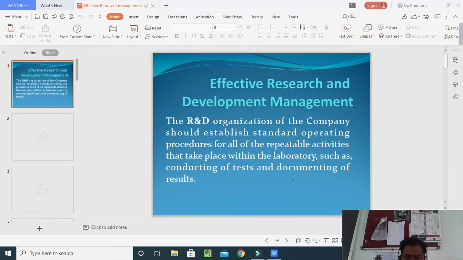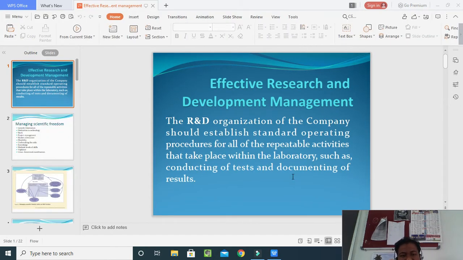See, effective research and development management is the main department of every organization and company. The main concept of this unit is that it helps the company to establish standard operating procedures for all the repeatable activities that take place within the laboratory, such as conducting of tests and documenting of results.